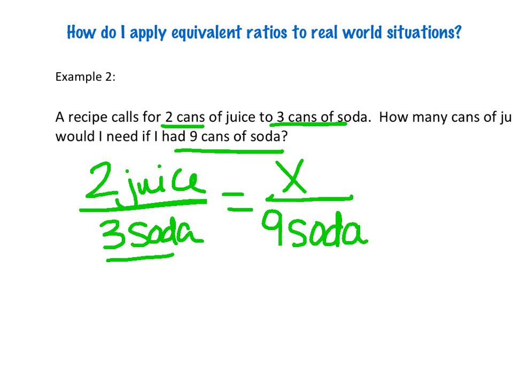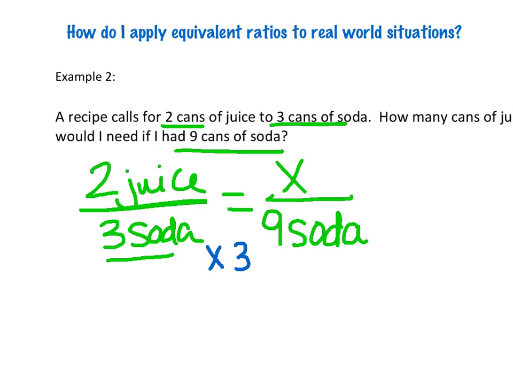Well, this one's kind of easy for us to see. How do I go from 3 soda to 9 soda? I'd multiply by 3. But maybe I want to take a look at how I would do it in cross products, just so we can have another look at that.